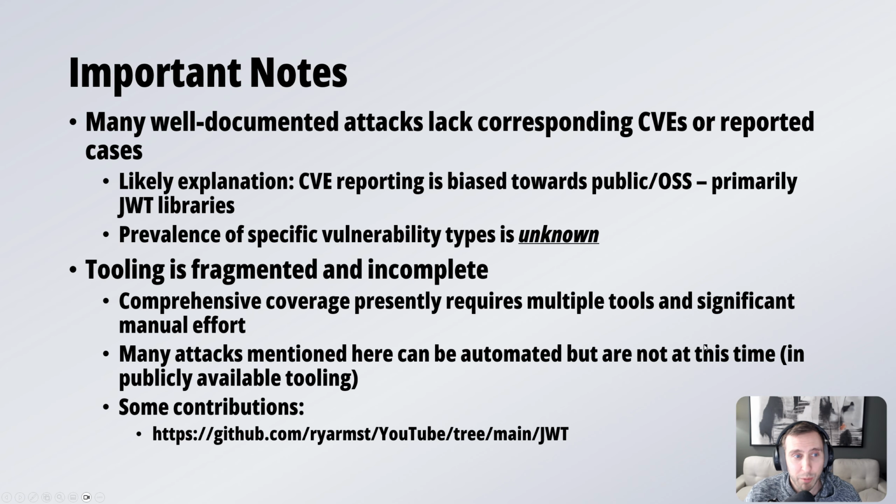Okay, so important notes. There are many well-documented attacks against JWTs that lack corresponding CVEs. So there aren't actually even reported cases in bug bounty programs. There are a lot of even tutorials on how to do this specific attack where I couldn't even find evidence of this occurring in practice. And I think there are kind of two reasons for that. One is that CVE reporting is very much biased towards public and open source software, largely like JWT libraries.